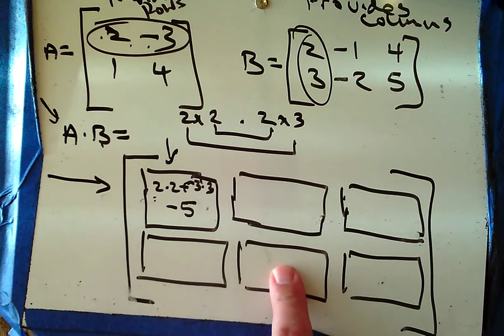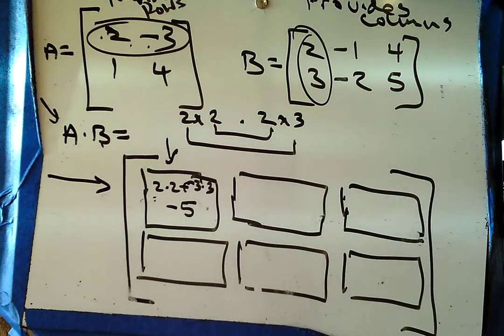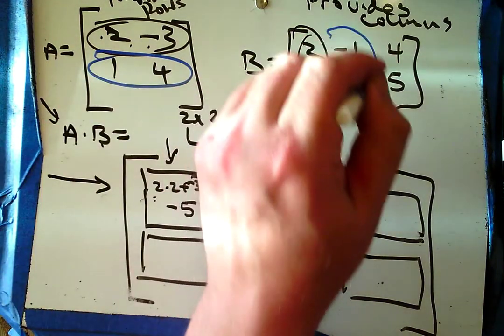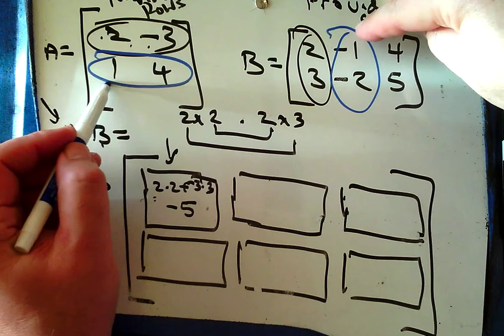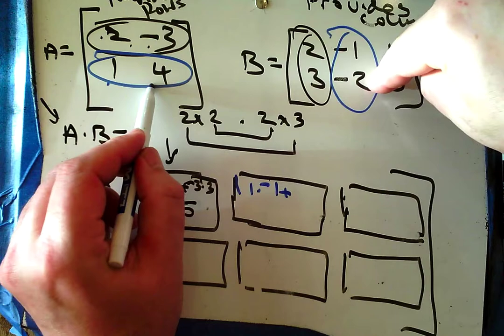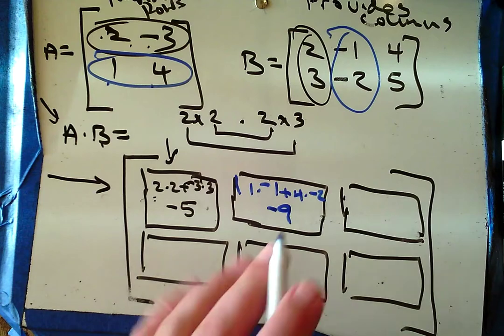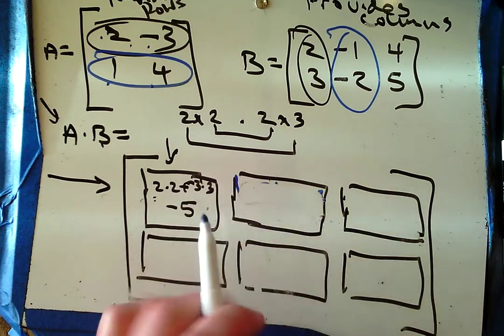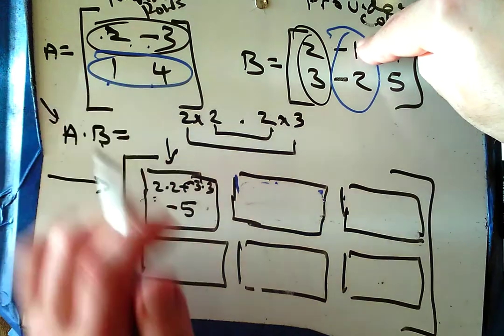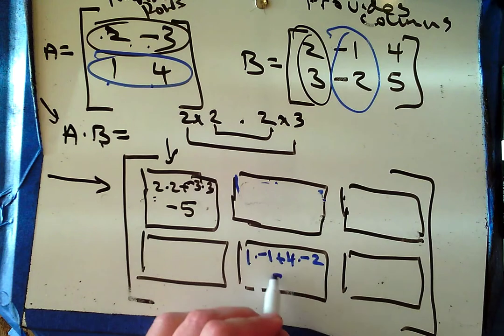If I want to fill in this cell, this one's in the bottom row and in the second column. So I'm going to use the bottom row, second column. 1 times negative 1 plus 4 times negative 2. Oops, not in that cell. I was using the bottom row and the second column. 1 times negative 1 plus 4 times negative 2.